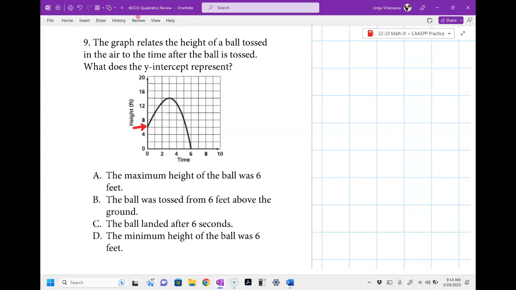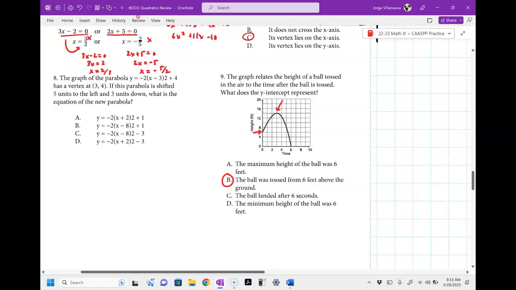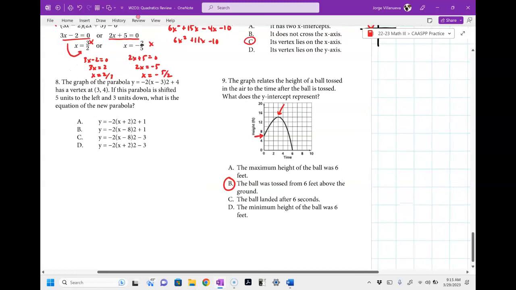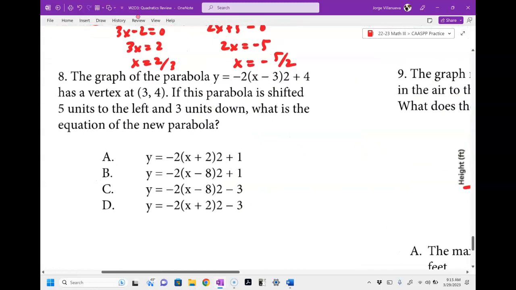Is that the maximum height of the ball? No, maximum height is over here. Is that the ball was tossed from 6 feet above the ground to begin with? Yeah, that's where it started. Okay? You guys have to do number 8. Sorry about that. Oh, by the way, just real quick, guys, look carefully. Number 8, they messed up on the powers. Those should be powers of 2. Okay?